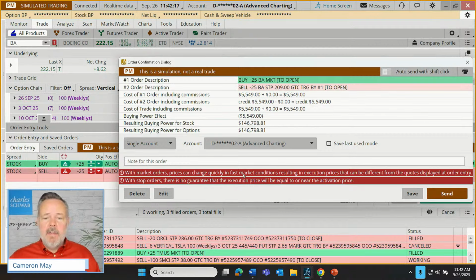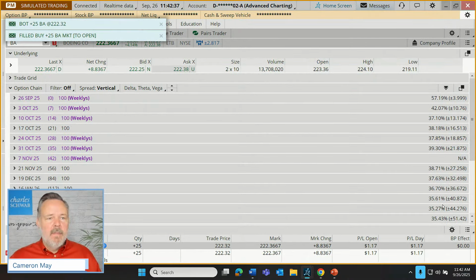With market orders, prices can change quickly in fast market conditions, resulting in execution prices that can be different from the quotes displayed at order entry. We don't know what we're going to pay just yet. And with stop orders, there's no guarantee the execution price will be equal to or near the activation price of 209 in this case. Let's send that order. There we go.